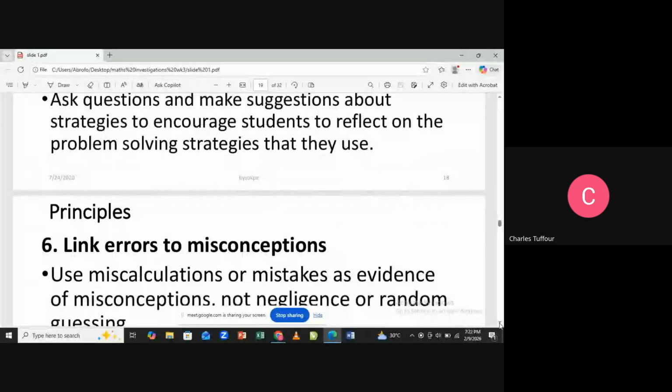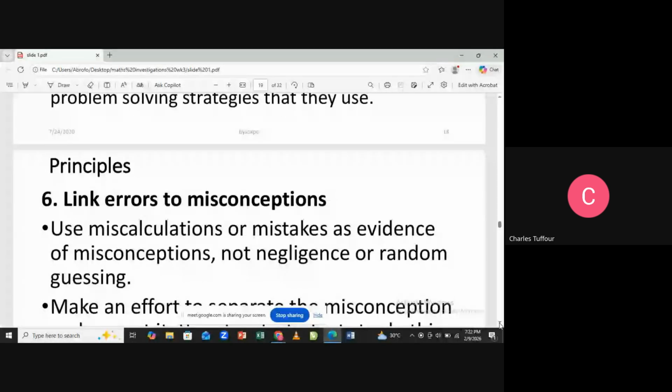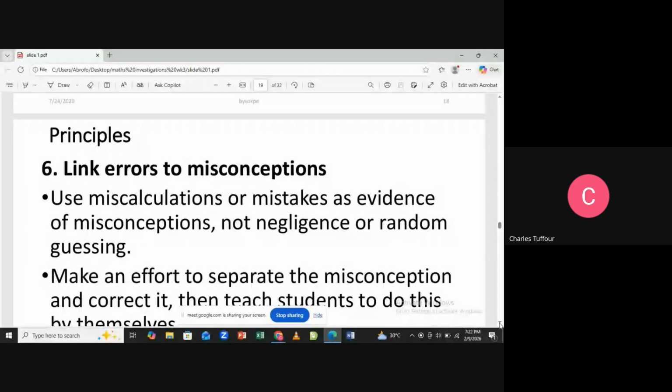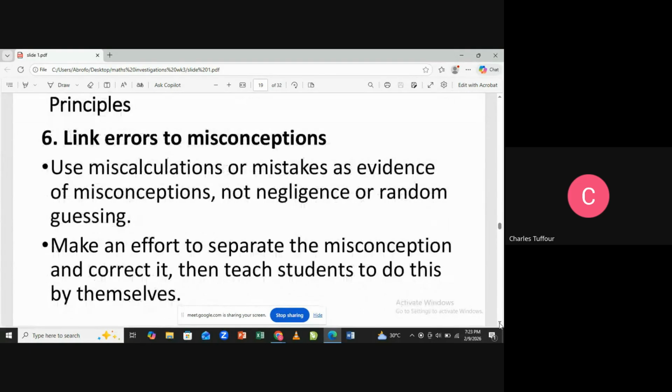Link errors to misconceptions. Use miscalculations or mistakes as evidence of misconceptions, not negligence or random guessing. At times, when they make mistakes, they think that this is how it should be. And as a teacher, you know better. You know that it shouldn't be so. So you guide them on the reason why their answers shouldn't be so. They shouldn't link it to something that can never happen, or something that they believe but does not exist in mathematics.